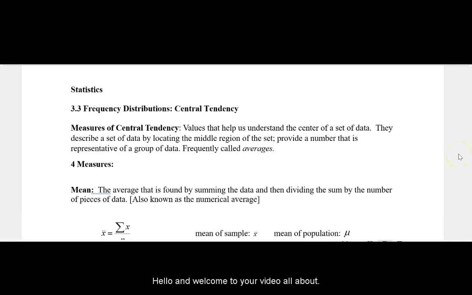Hello, and welcome to your video. We're still continuing with frequency distributions, but today it's all about central tendency. And so what are the measures of central tendency? These are very common descriptive statistics that we tend to start with when we are talking about our data or the study and using the data from that study.